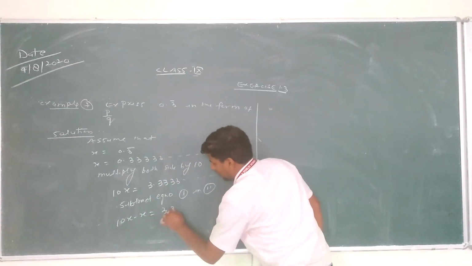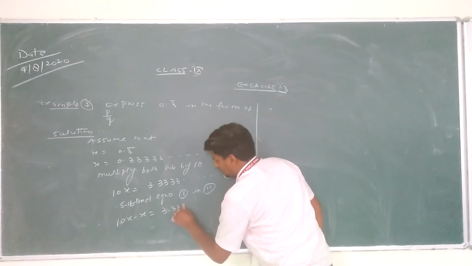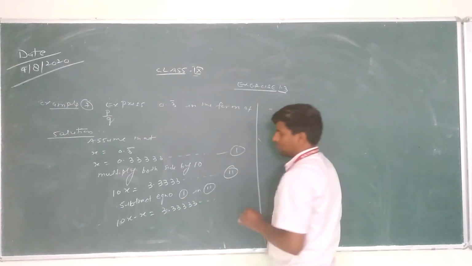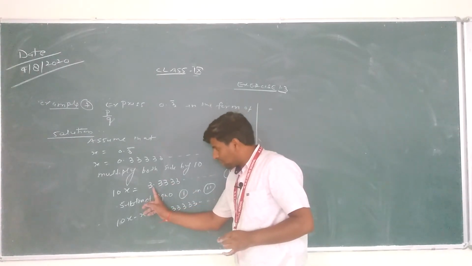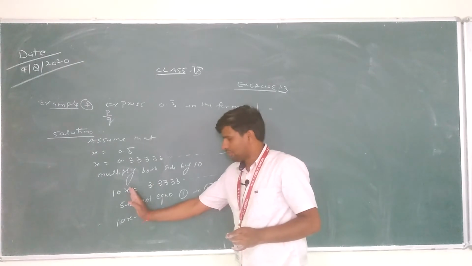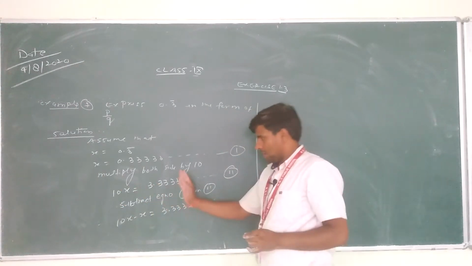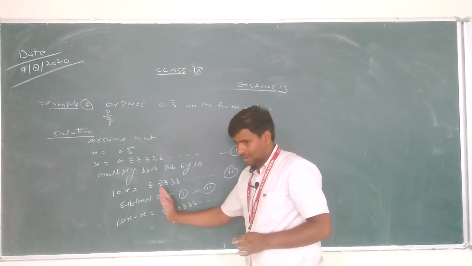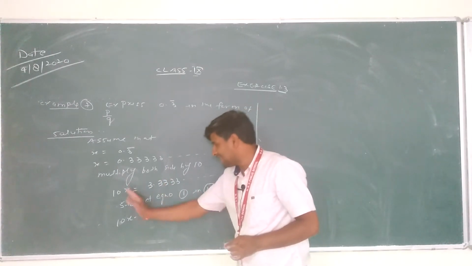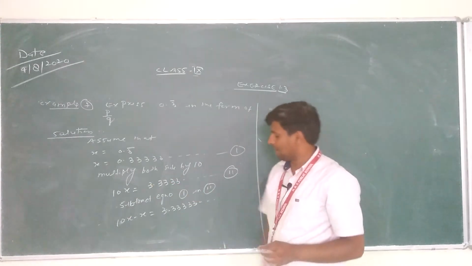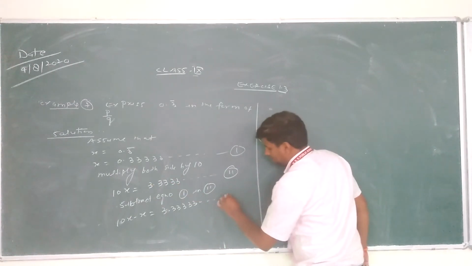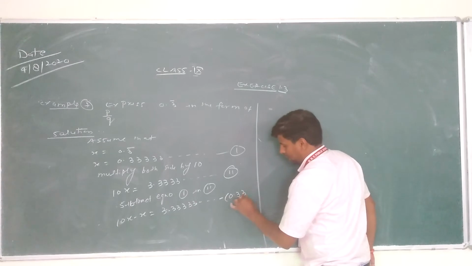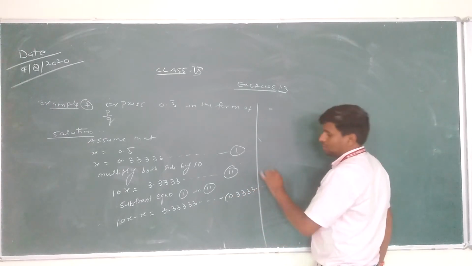It is 3.3333. When we multiply by 10, one digit moves to the left of the decimal. If we multiply by 100, two digits move to the left. If we multiply by 1000, three digits move to the left. Minus 0.3333 and so on.